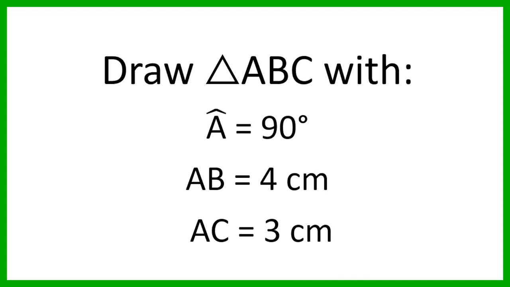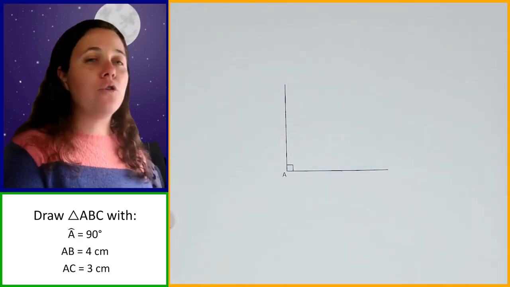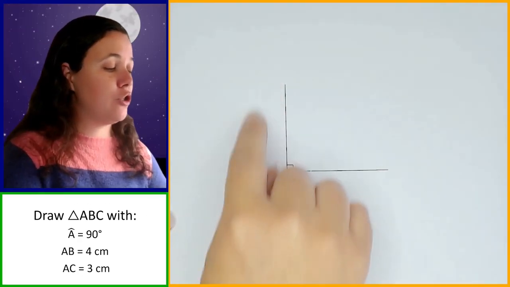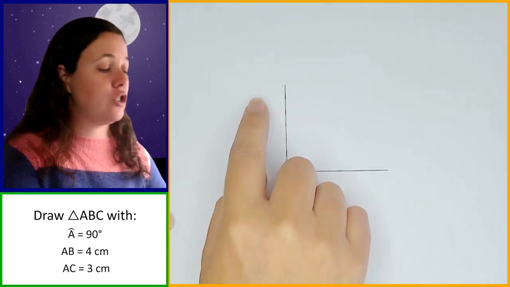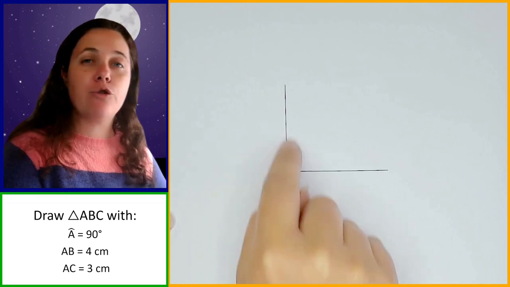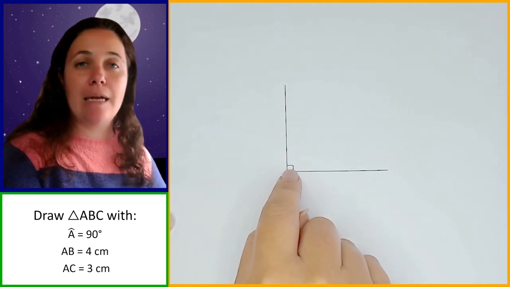We are going to draw a triangle, triangle ABC, with angle A 90 degrees, AB 4 centimeters, and AC 3 centimeters. So let's just quickly have a look at that. If you've got the worksheet that goes with this lesson, then you should have this already that you can use as a starting point. If you don't have it, it's fine. You can just draw it for yourself. You can just use a protractor to make sure you get a 90 degree angle over there.